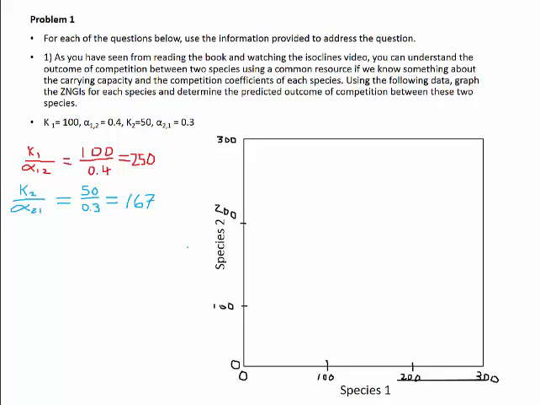species 2. And so K2 is 50, right up here. So let's mark out 50 on our y-axis, and that would be right about here. Okay, so I'll write here K2. I know, terrible penmanship. But that's K2. And then we need to now draw K2 divided by alpha 21. And we know that that number is 167. So that's going to be about right here.